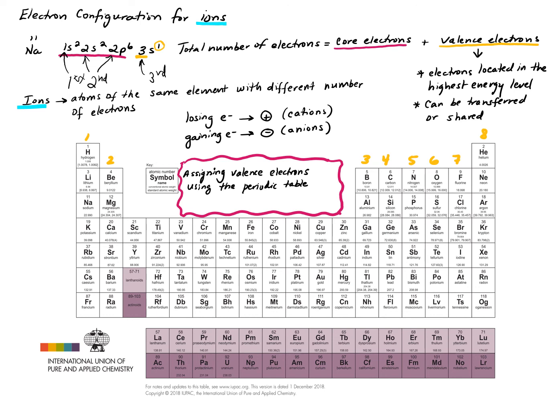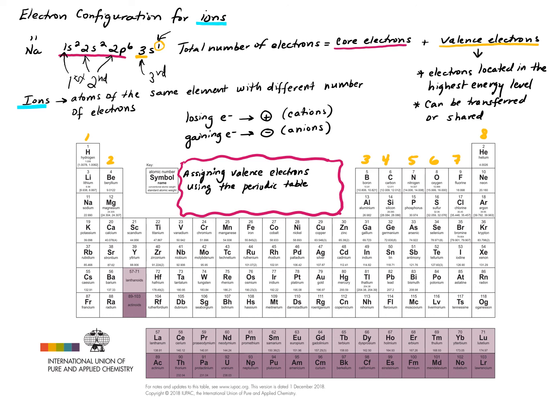The third is the highest energy level. So that energy level is underlined in yellow because it's the highest energy level. And you have just one electron, this one right here. That electron is a valence electron for sodium. Valence electrons are electrons located in the highest energy level. For sodium, the highest energy level is the third one, and you have one electron. So that's one valence electron for sodium.